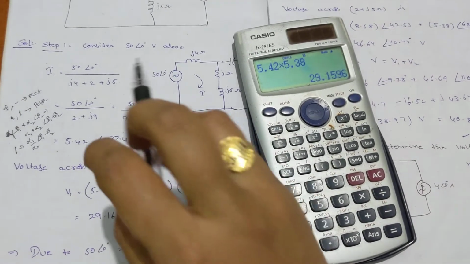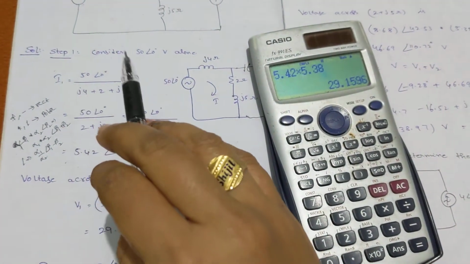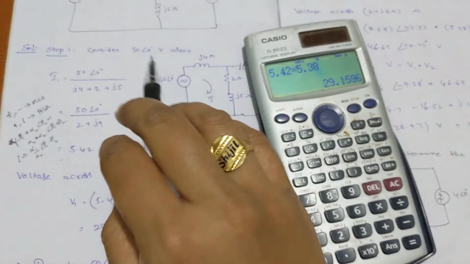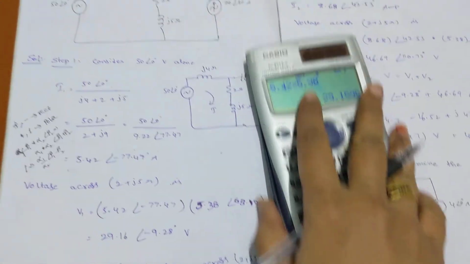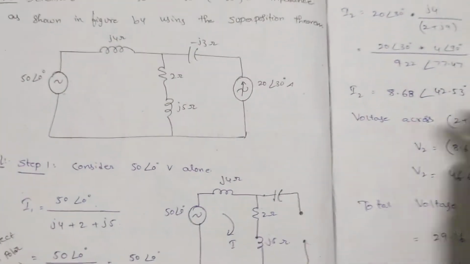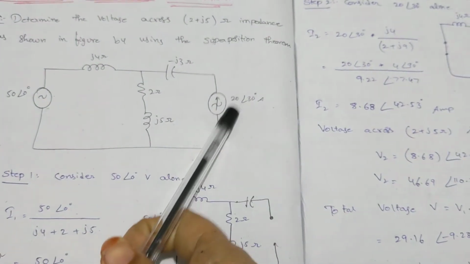Because of your voltage source 50 angle 0, this much voltage is available across your 2 plus j5 branch. Okay, this is case number 1. Now go for your given circuit. With this source we completed, now we have to switch to the other source.